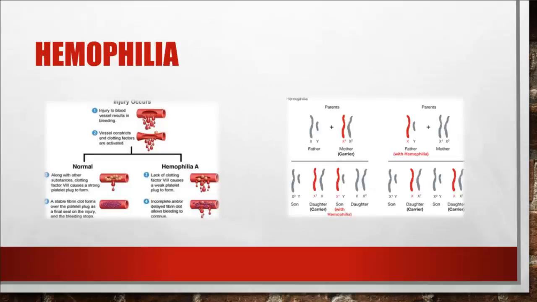Hemophilia occurs when the blood doesn't clot properly. This causes excessive bleeding internally and externally.